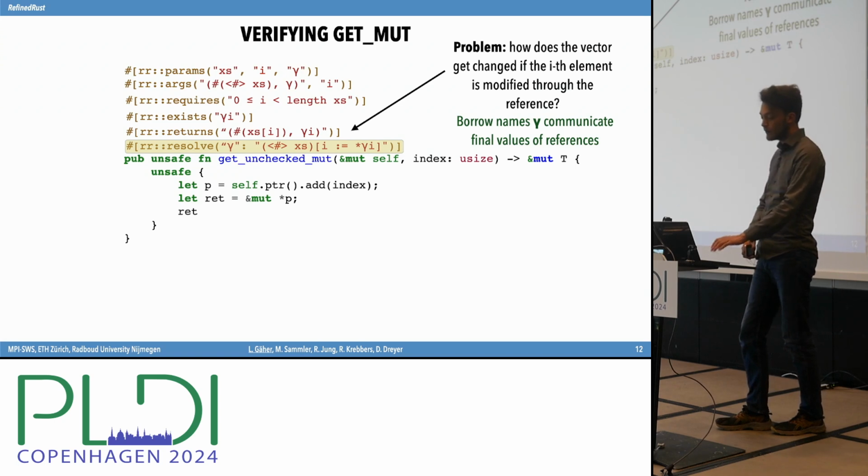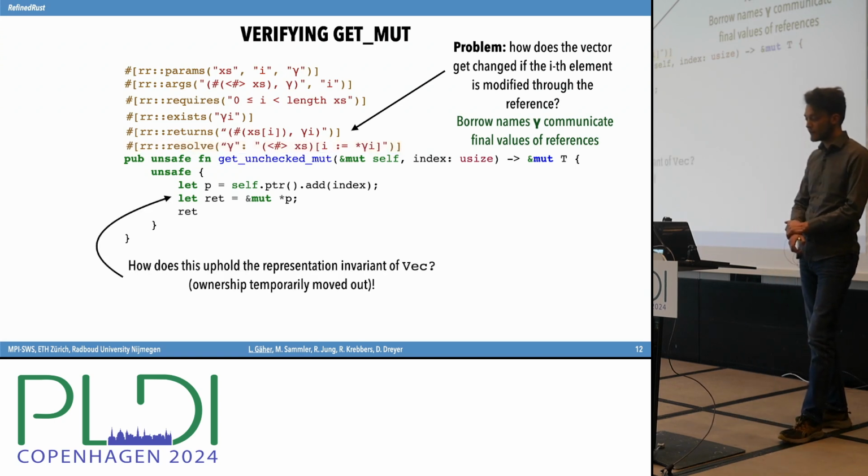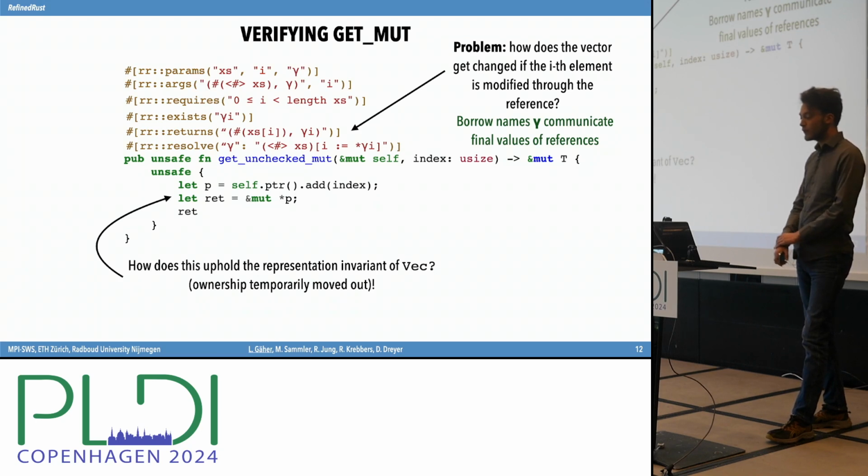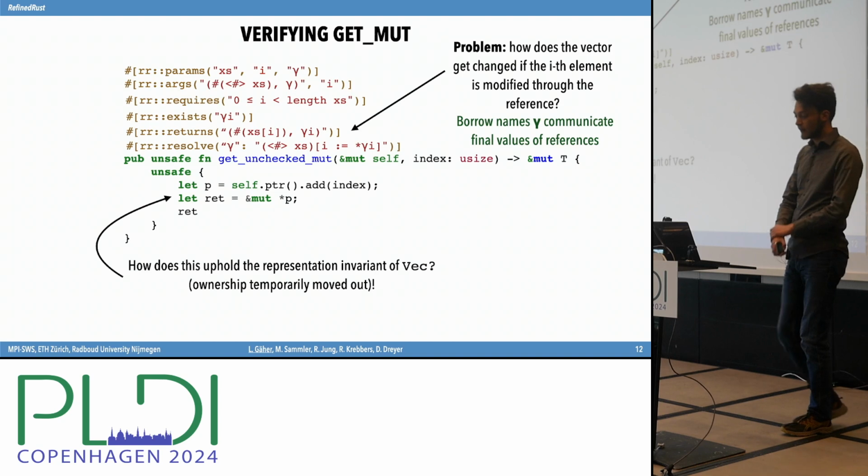Okay, I won't tell you much about how RefinedRust proves this specification now, but let me just mention that it's not trivial, and that's precisely because we have to reason about how handing out a mutable reference to the element respects the representation invariant of the vector that we defined on the previous slide, and this interacts in a lot of ways.